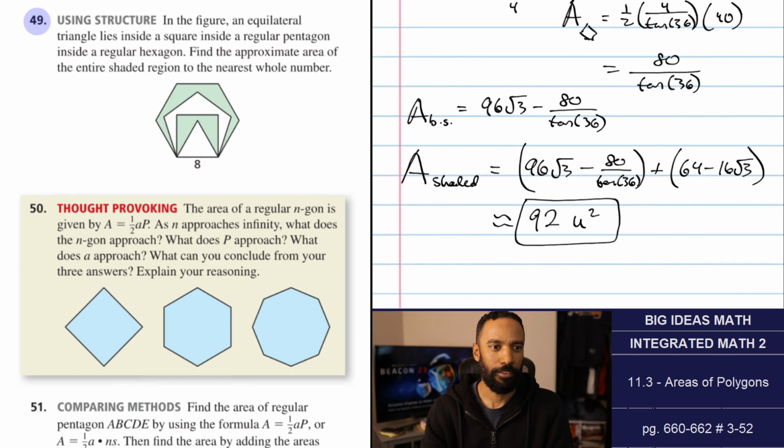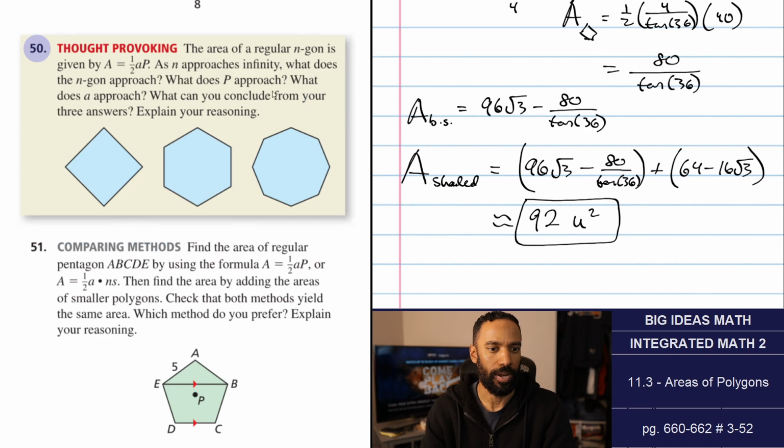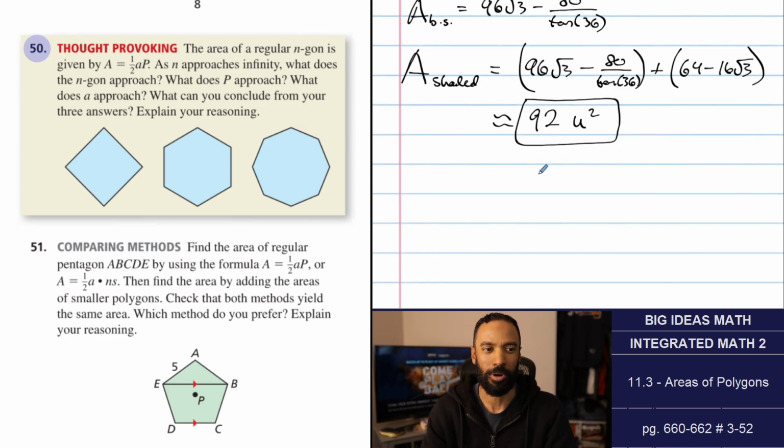Okay, we've got a few more questions left. Let's take a look at number 50. Thought-provoking. The area of a regular n-gon is given by A equals 1/2 AP. As n approaches infinity, what does the n-gon approach? Well, a circle. What does P approach? The circumference of the circle. What does A approach? The radius of the circle. What can you conclude from your three answers? Explain your reasoning. Okay, well, I kind of just said them all out loud.